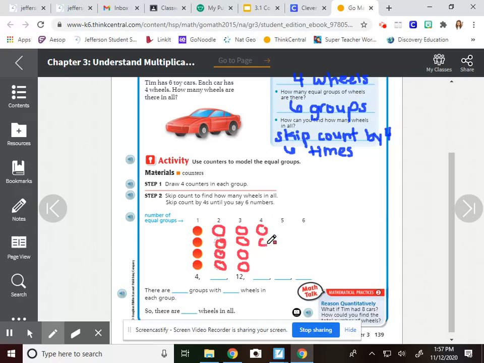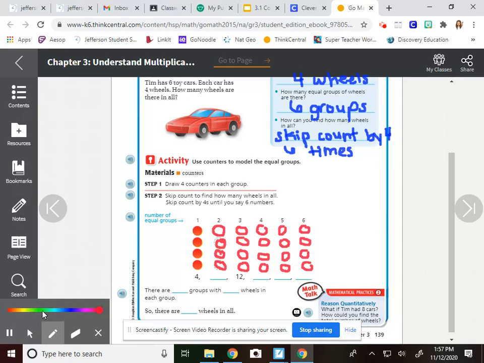So now we're on to our 4th car that has 4 wheels, our 5th car that has 4 wheels, our 6th car that has 4 wheels. So now we have 6 groups with 4 counters in each group.